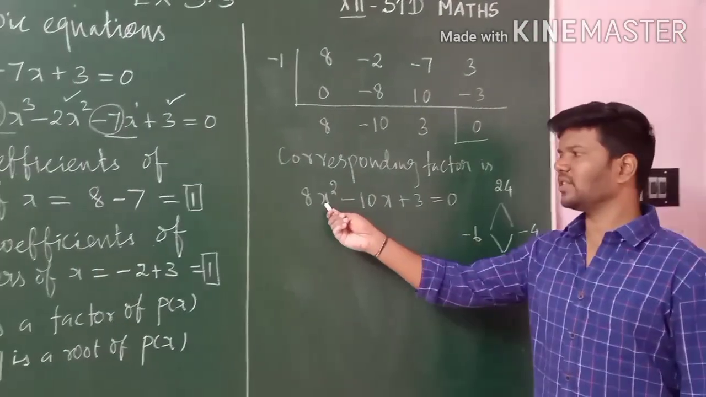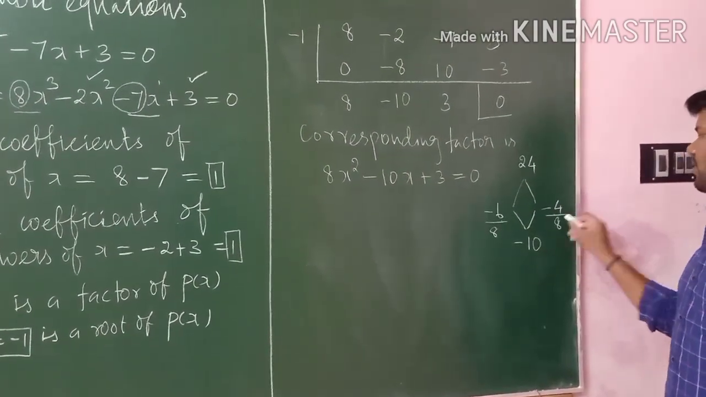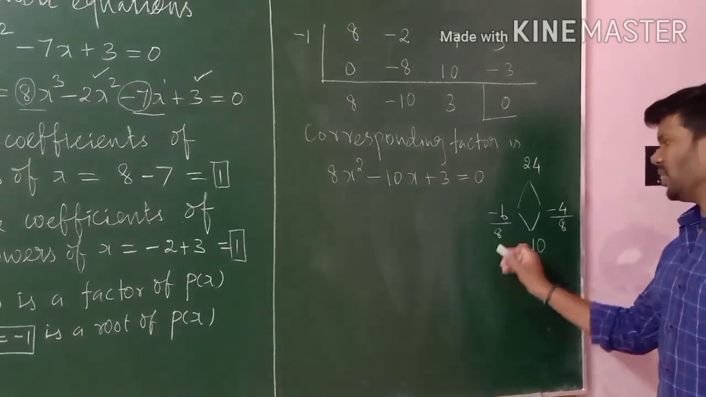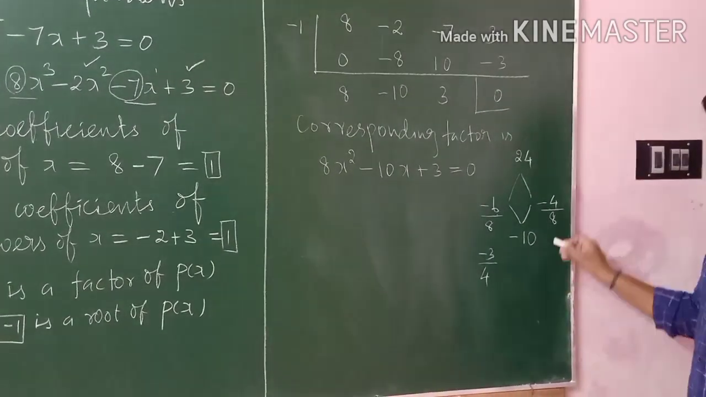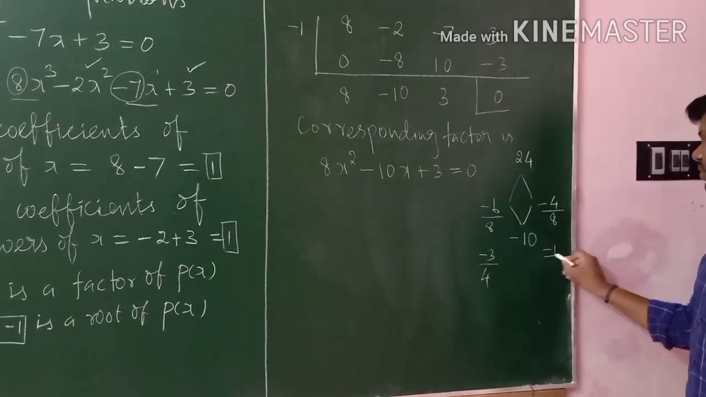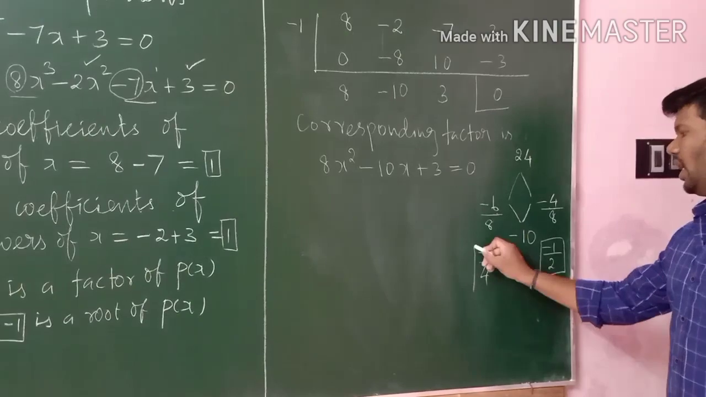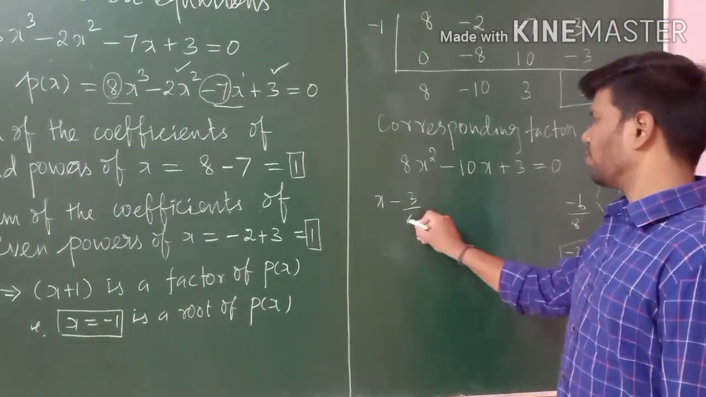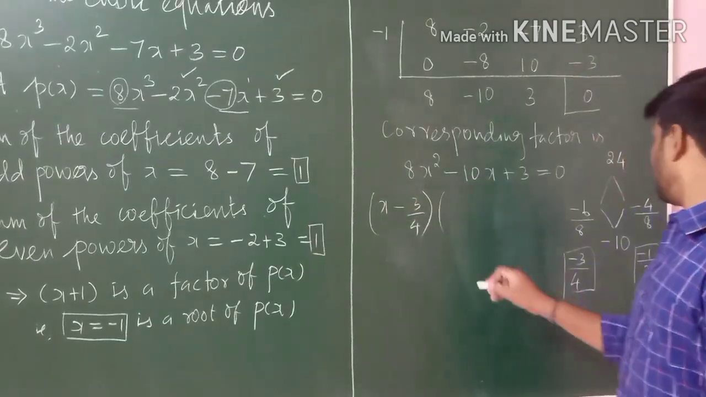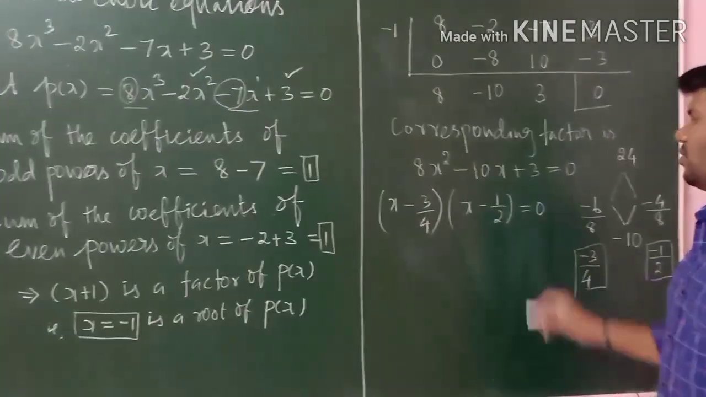But what is the coefficient of x square? 8. So divide by 8. If we divide by 8, we can cancel by 2 table. 3 2s are 6 and 4 2s are 8. Here 1 4 is 4, 2 4s are 8. So our factors are x minus 3 by 4 into x minus 1 by 2 equal to 0.